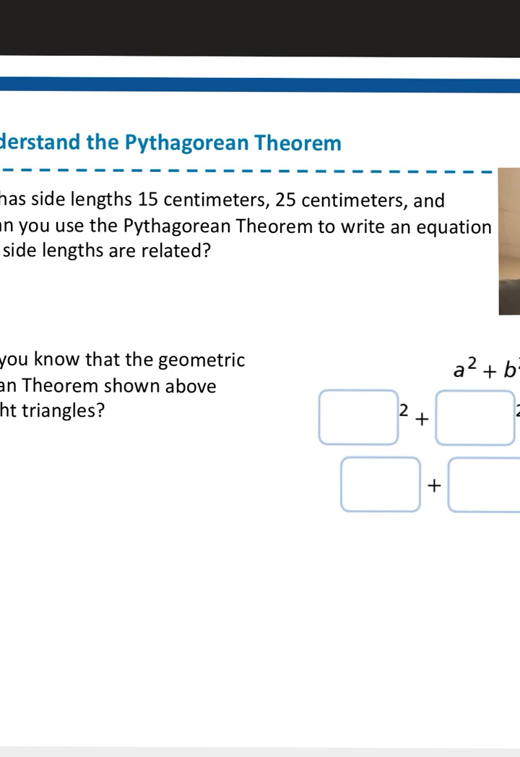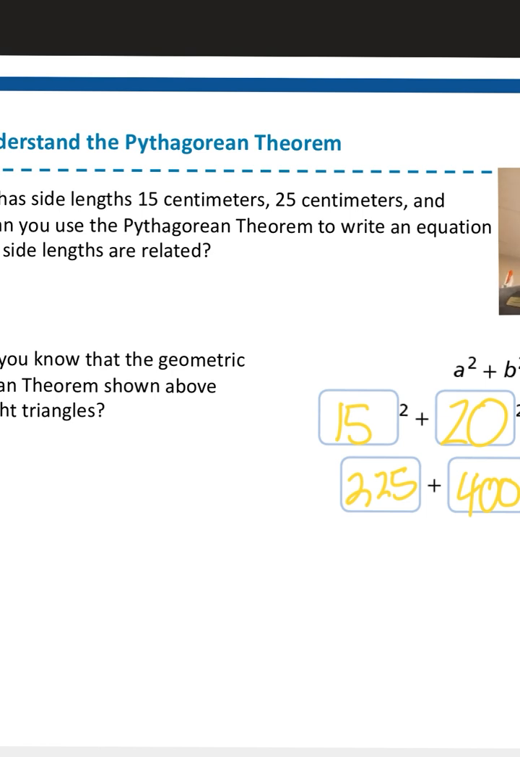And what about the 15 and the 20? Okay, so 15 is going to be A and 20 is going to be B, okay? Now, did it matter which was which? Could 15 have been B and 20 have been A? Exactly. Okay, so we know that it doesn't matter which leg is which. As long as we ensure that the hypotenuse is the longest side of the triangle, everything is going to be okay. So here we get 225, and we get 400, and we get 625.